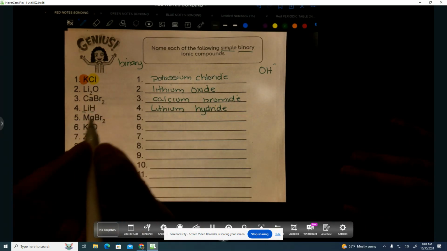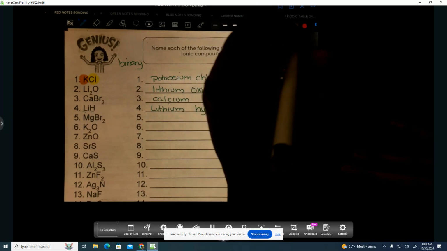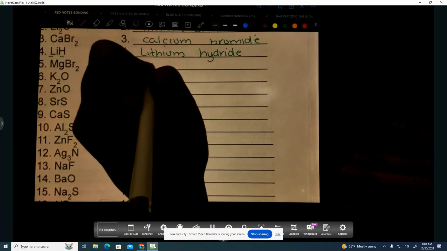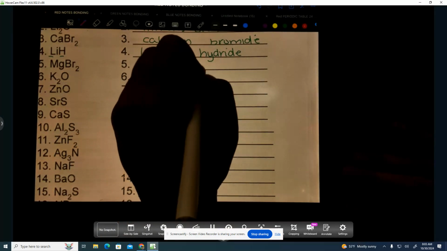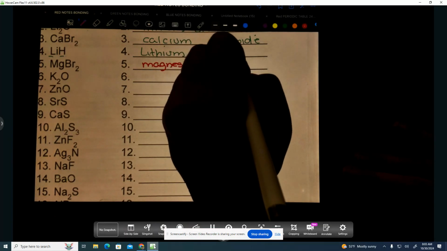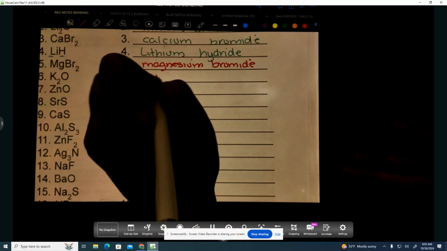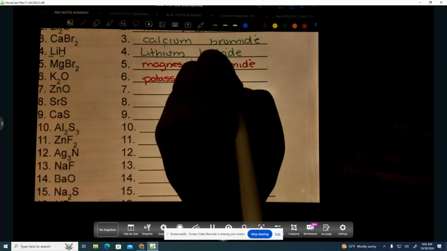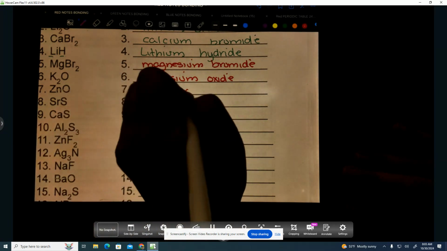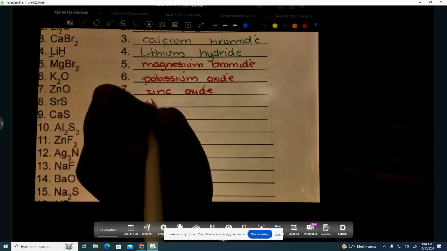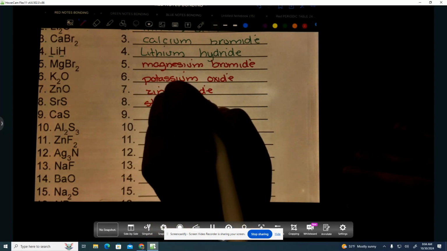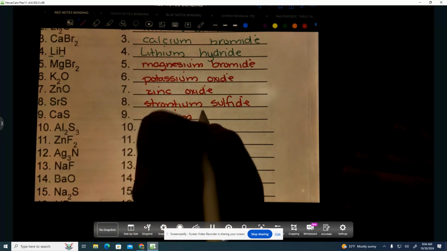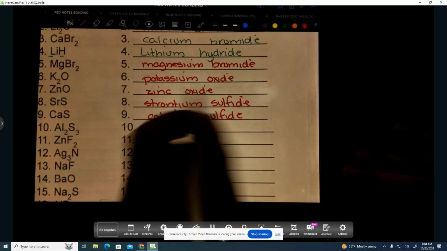I want to change this up just a little tiny bit with a different color because it's getting boring. Magnesium. Somebody give me the end of it because I can't see through my hand. Bromide. Potassium. Oxide. Thank you. Zinc. Oxide. Strontium. Sulfide. Calcium. Sulfide. Okay, I'll put the rest of them up.